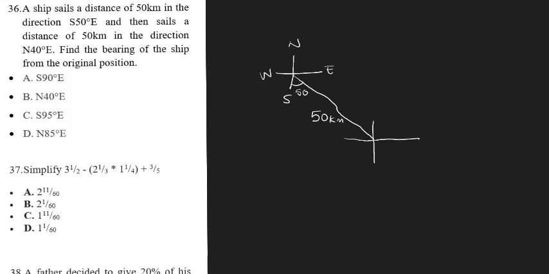And then sails a distance of 50 kilometers in the direction of 40 degrees northeast. So here, this is north, this is south, this is west, this is east. So northeast 40 degrees. So this is 40, we draw a line. 50 kilometers. That means the distances are the same. So we want to write 50 kilometers here. So that means it should be around here. They should be the same.